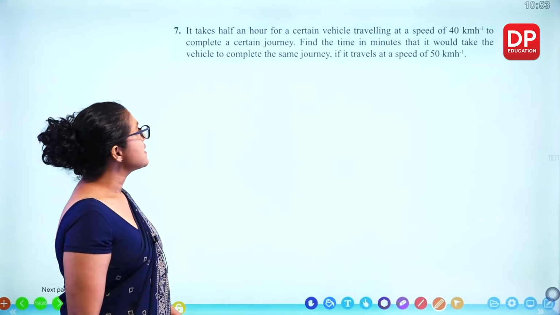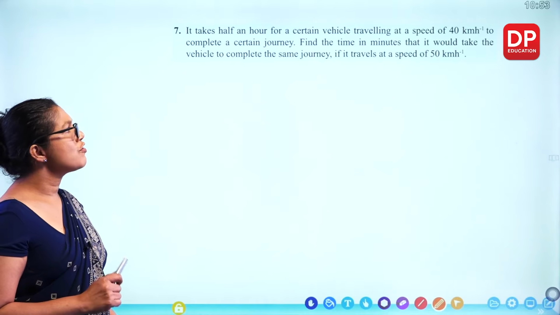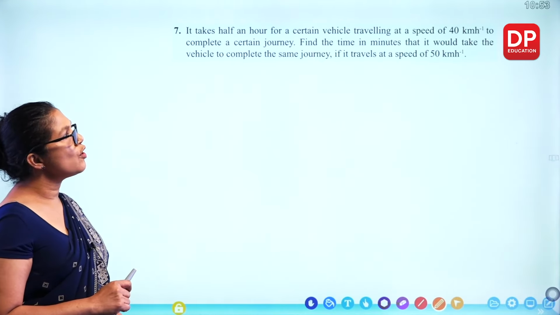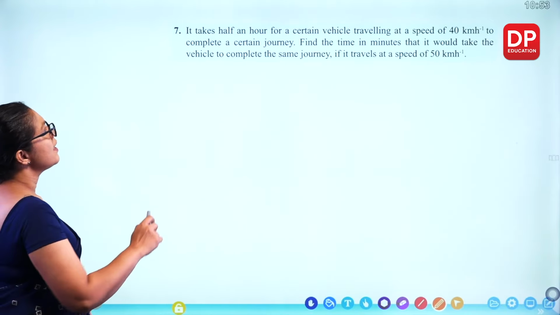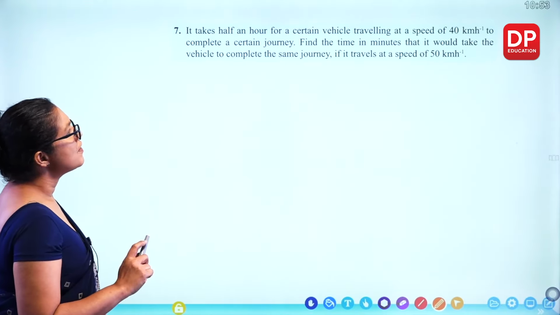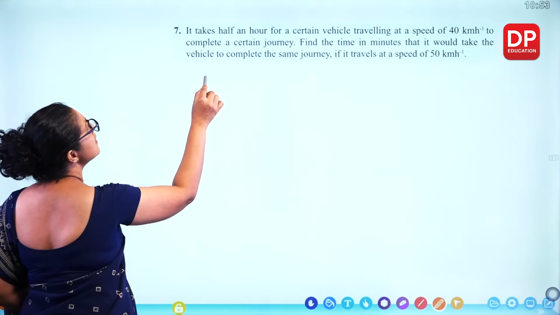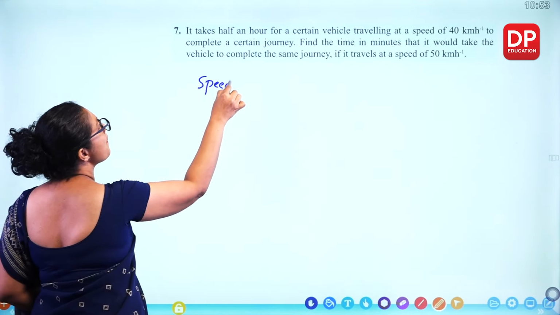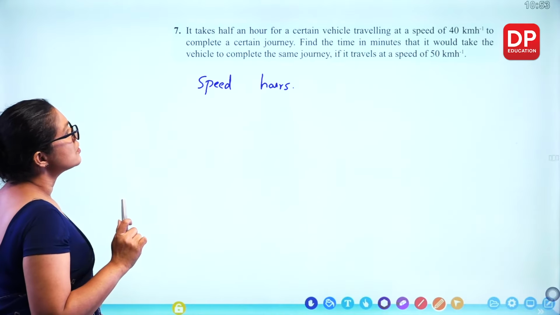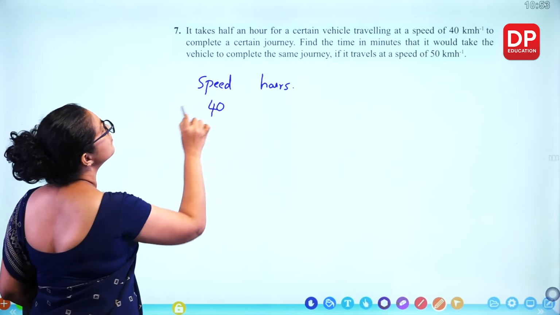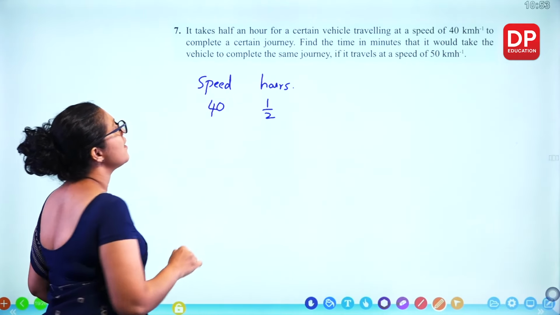Now look at question number 7. It takes half an hour for a certain vehicle traveling at a speed of 40 kilometers per hour to complete a certain journey. So here it says number of hours and the speed is given. So speed and number of hours. So speed is 40. Number of hours takes half an hour. Half an hour for that.